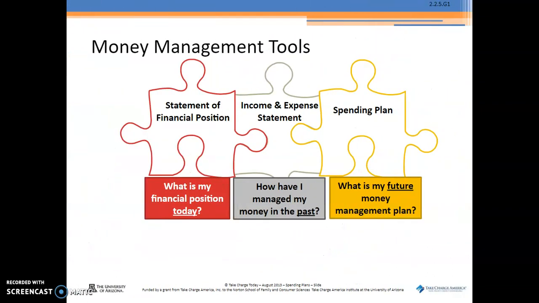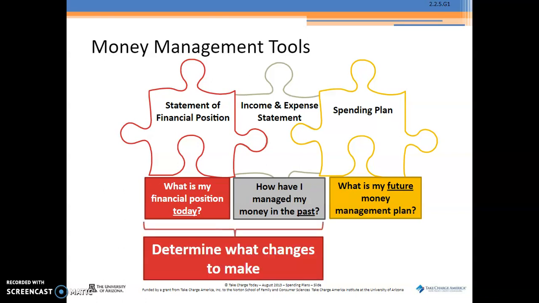So, money management tools. Let's take a look at some of those that are available to you. In order to use money management tools, you have to look at it like it's a puzzle. So let's fit these puzzle pieces together. The statement of your financial position, which is going to be impacted by your income and expense statement, which is also then going to impact how you construct a spending plan. So what is your financial position today? Determine what that is. How have you managed your money in the past? Compare the two. Then you should be able to come up with a spending plan or a money management plan for your future.